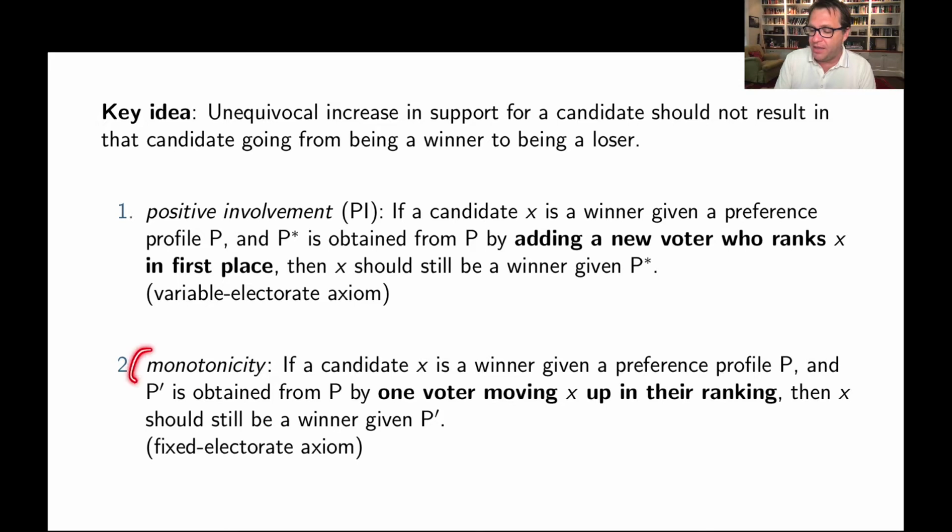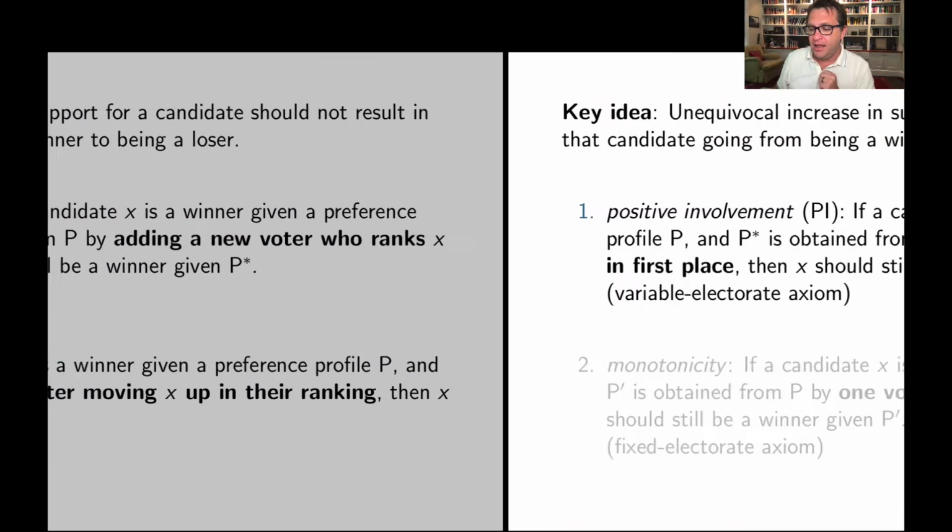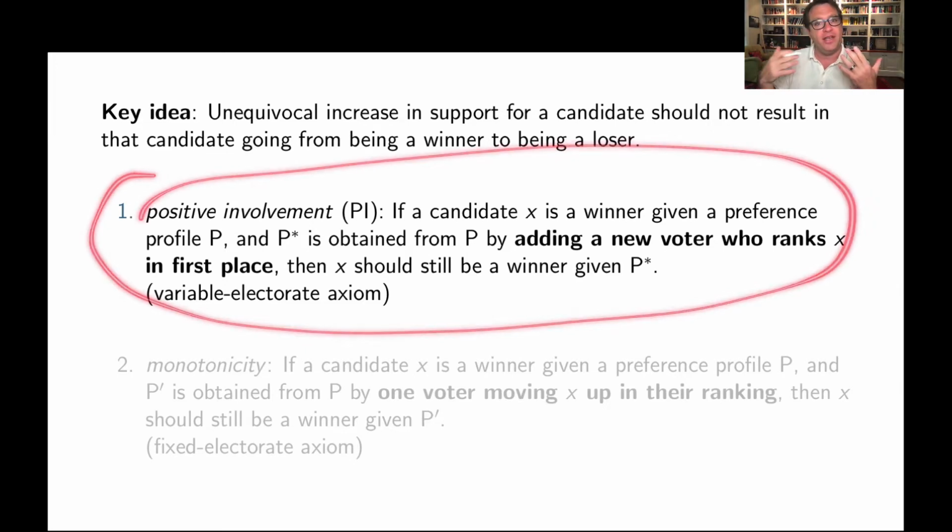A related axiom is monotonicity. Monotonicity says if a candidate X is a winner given a preference profile P, and P prime is obtained from P by one voter moving X up in their ranking. So one voter had Y above X, and then they decided to lift X just above Y. Then X should still be a winner in P prime. Now, monotonicity is a fixed electorate axiom because the set of voters and candidates remains fixed. And positive involvement is a variable electorate axiom because the set of voters is changing between the two profiles. In this talk, we're going to focus on positive involvement.